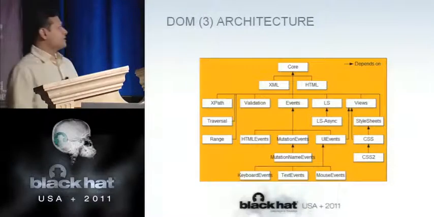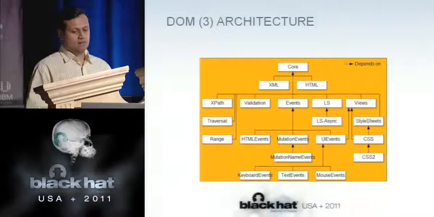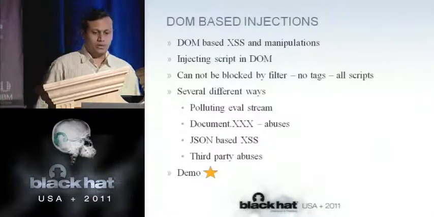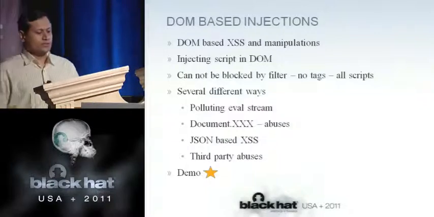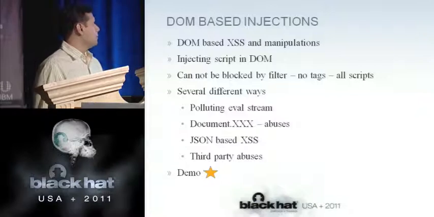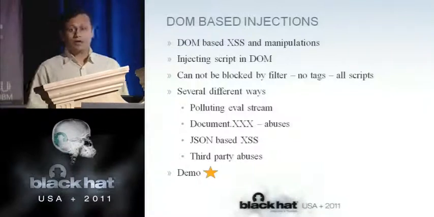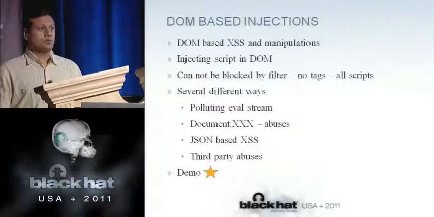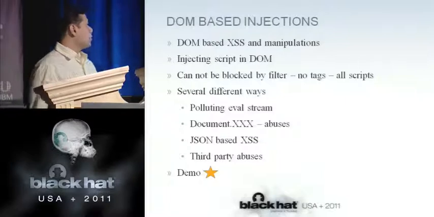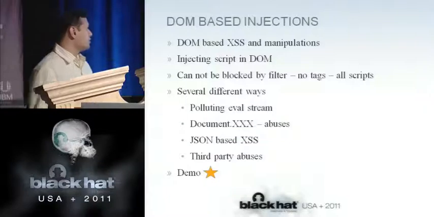The DOM, as I said, is now DOM 3, which allows you to do XPath and a lot of different stuff which is already added to the document object model. And one of the injections is DOM-based injection, DOM-based XSS, injecting script in the DOM. There are several different ways: polluting eval, document.write calls, document.innerHTML calls, and so on. All these different calls will allow you to do a DOM-based XSS. JSON-based XSS is possible.